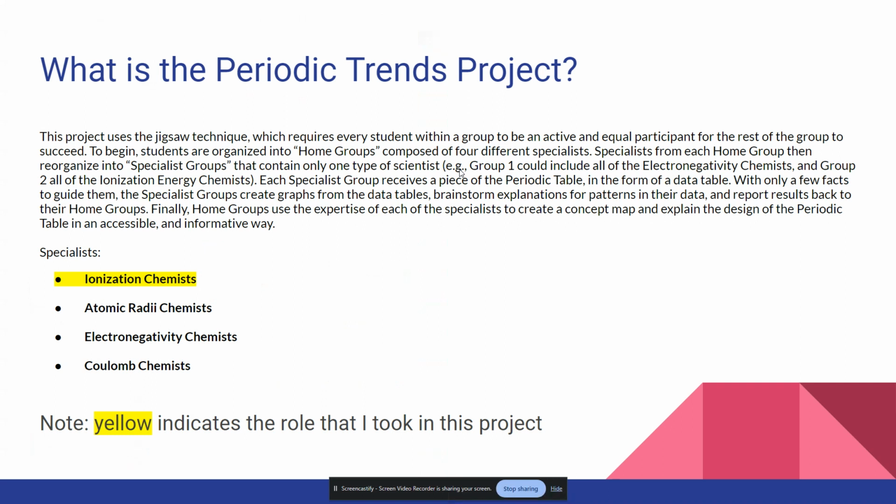This project uses the jigsaw technique, which requires every student within a group to be an active and equal participant for the rest of the group to succeed. To begin, students are organized into home groups composed of four different specialists. Specialists from each home group then reorganized into specialist groups that contained only one kind of scientist. For example, group one could include all of the electronegativity chemists, and group two, all the ionization energy chemists.